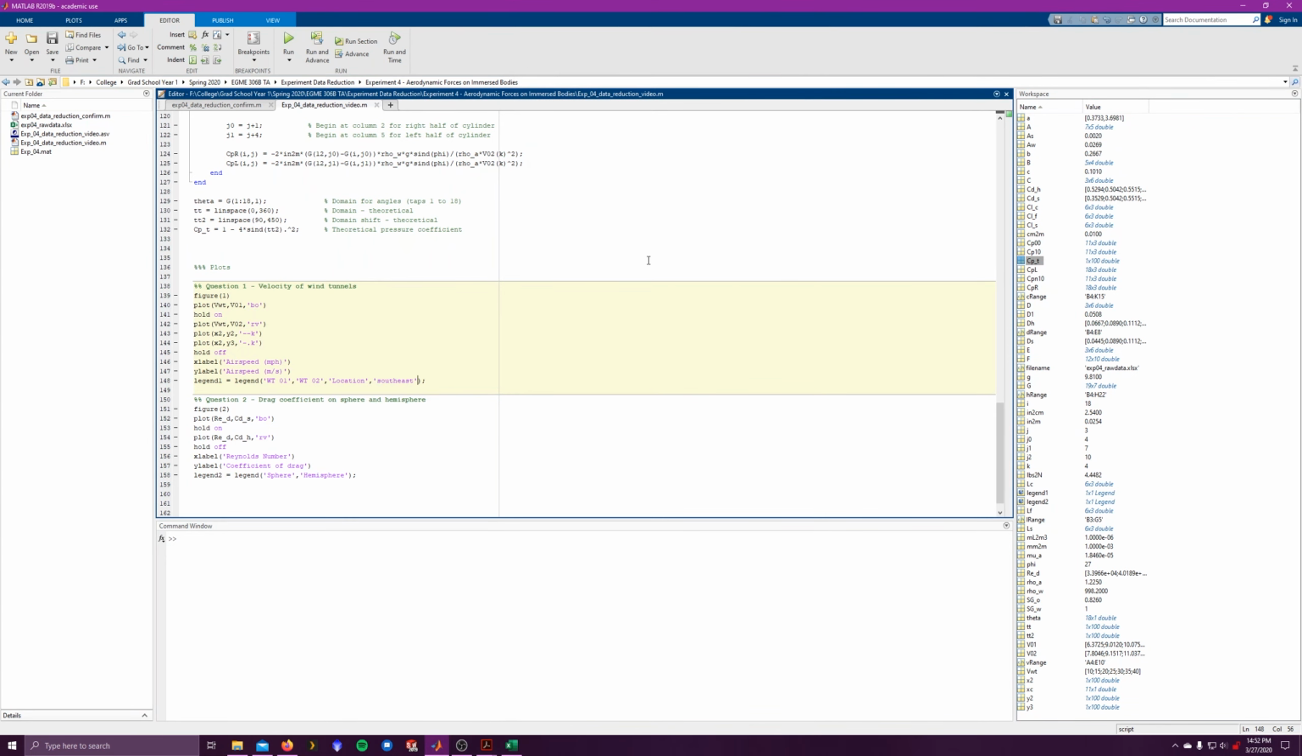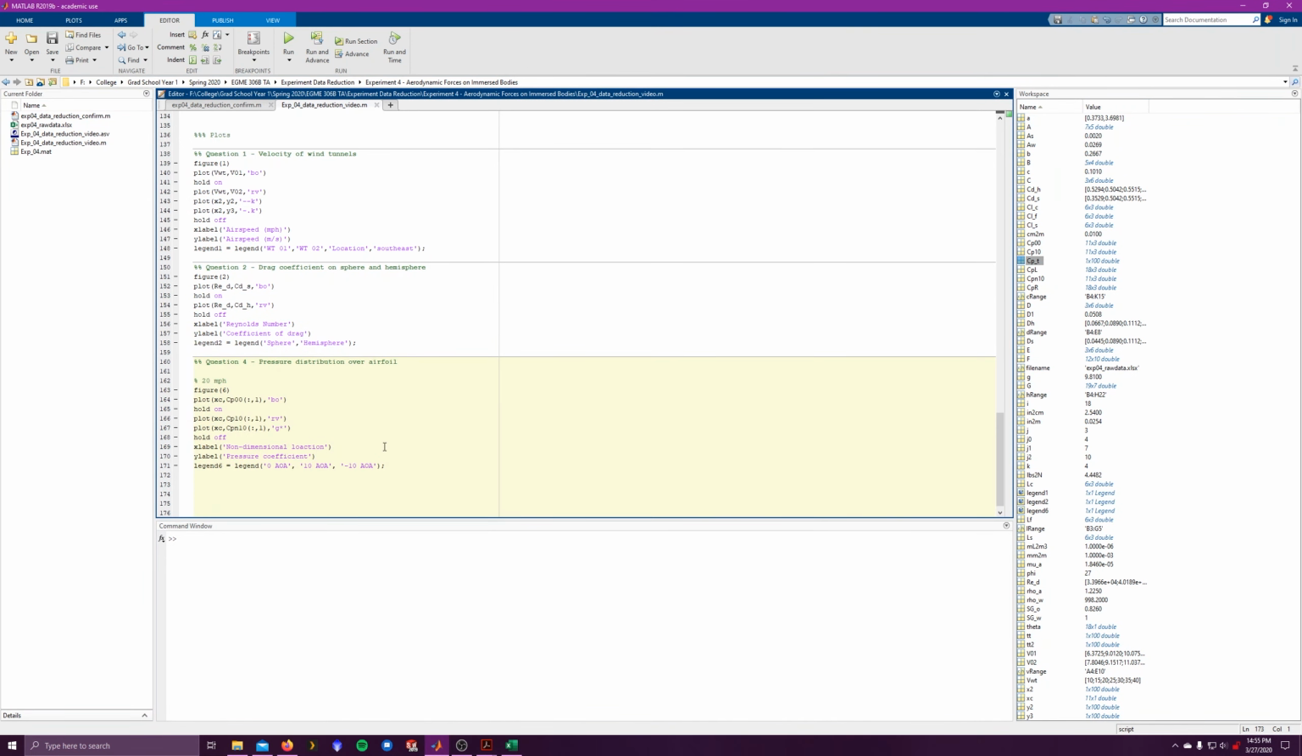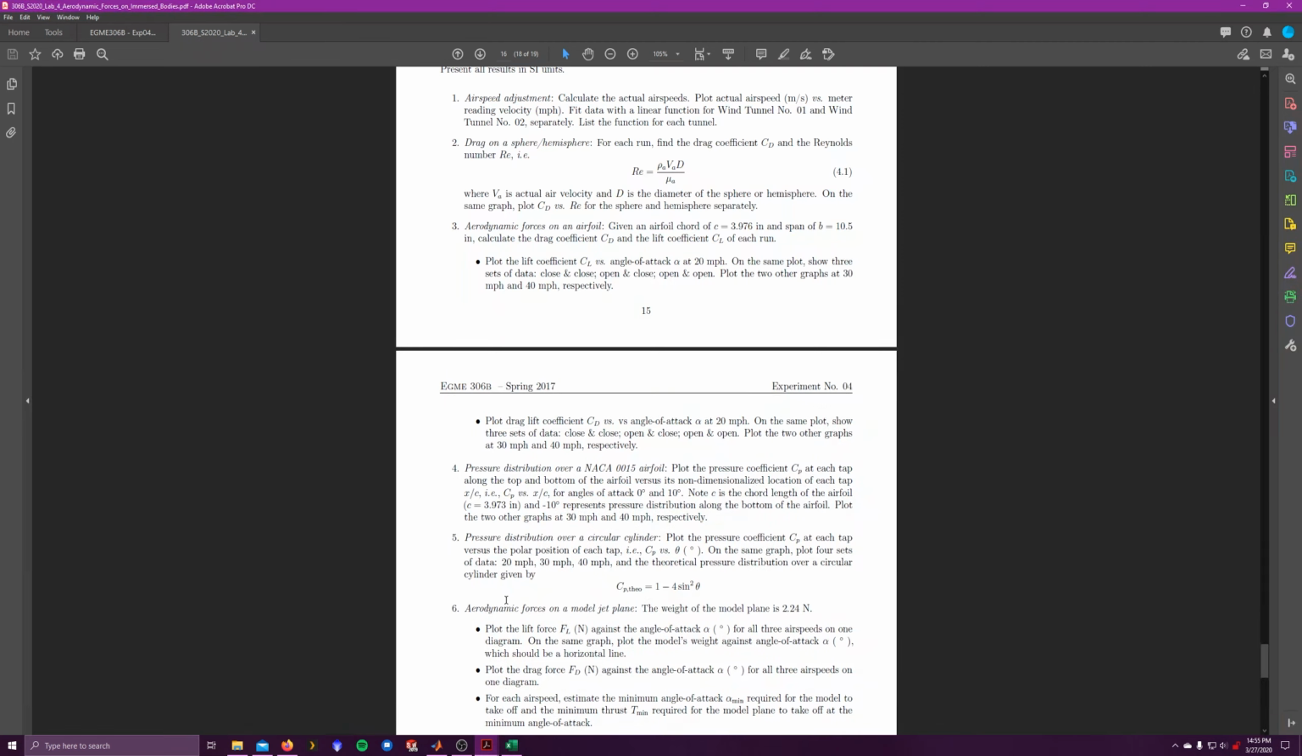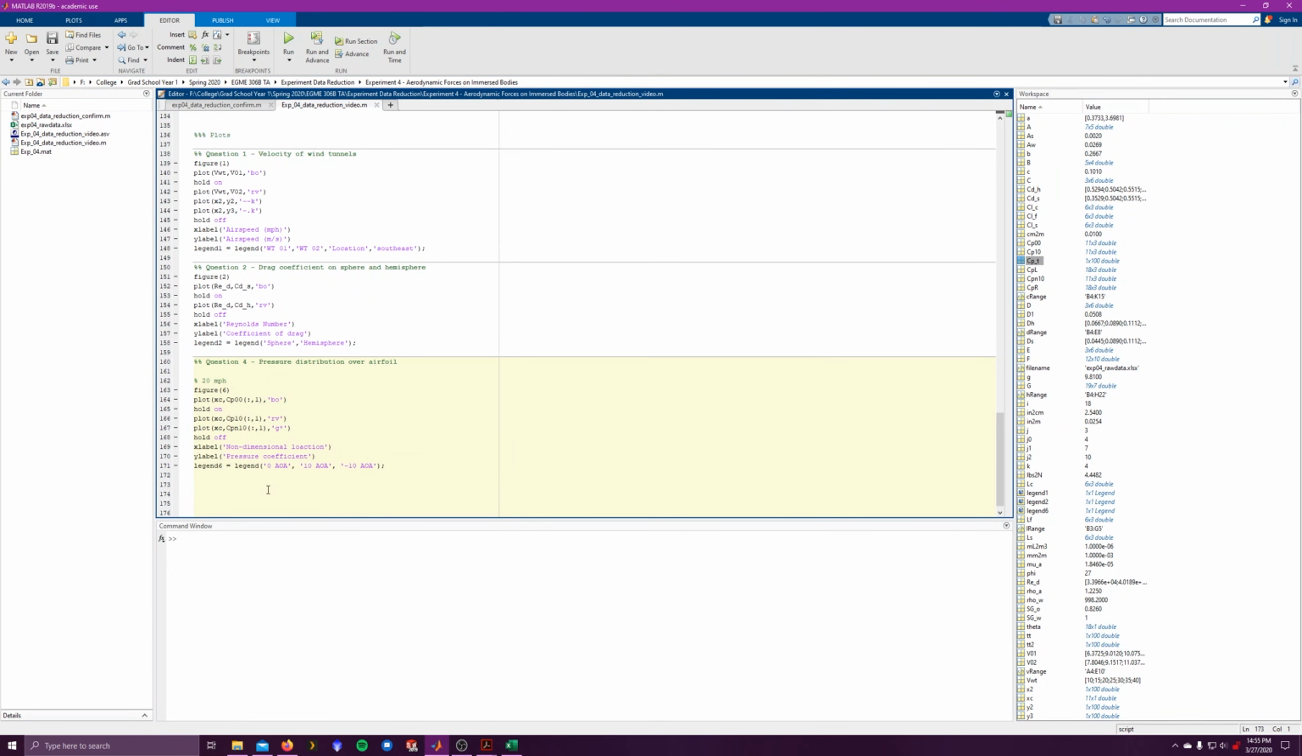Okay, so I have question 4 here, the pressure distribution over the airfoil. So I'm only going to do this for 20 miles per hour, but you still need to do it for 30 miles per hour and 40 miles per hour. Make sure you do that. Just because I don't include all of the graphs in my video here doesn't mean that you don't need to do them all. Some of you did that in the last lab report.